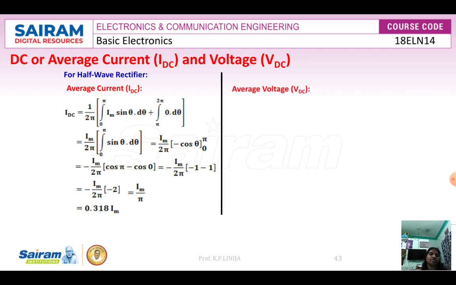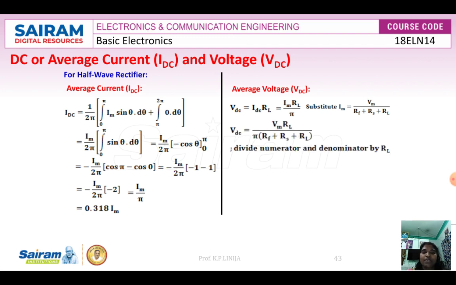Then the average DC voltage for the half wave rectifier. Here V is actually I into R. Since we are calculating the DC voltage, we can write VDC is equal to IDC into RL. We already calculated IDC as Im by pi, so we substitute the value Im by pi. But we are aware that Im is equal to Vm divided by Rf plus Rs plus RL.